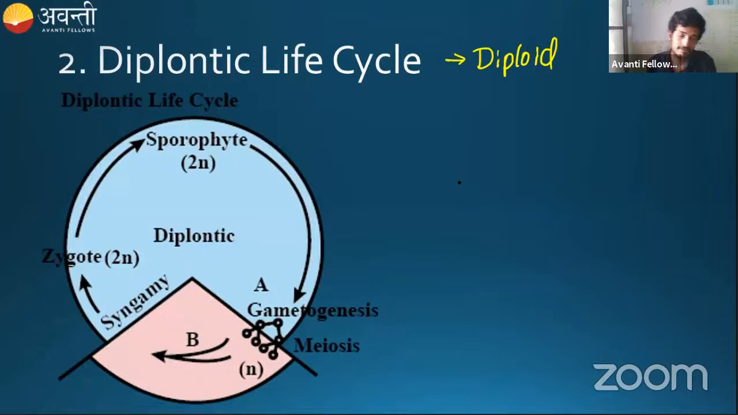Yes, in the diplontic life cycle, the diploid phase will be the larger one. How it happens, we will see.